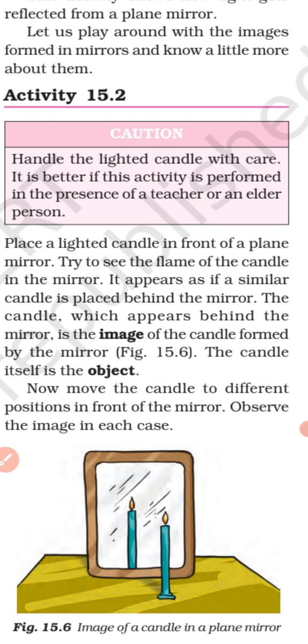First of all, you have to place a lighted candle in front of a plain mirror, and look at the flame of the candle in the mirror. It will appear as if a similar candle is placed behind the mirror. The candle which appears behind the mirror is the image of the candle formed, and the candle itself is the object. Understood.